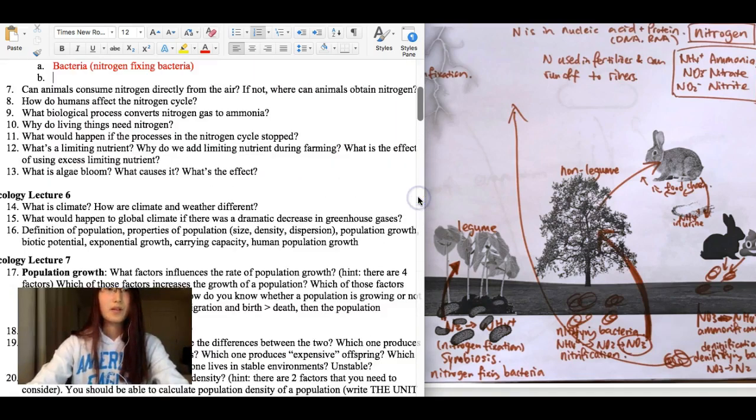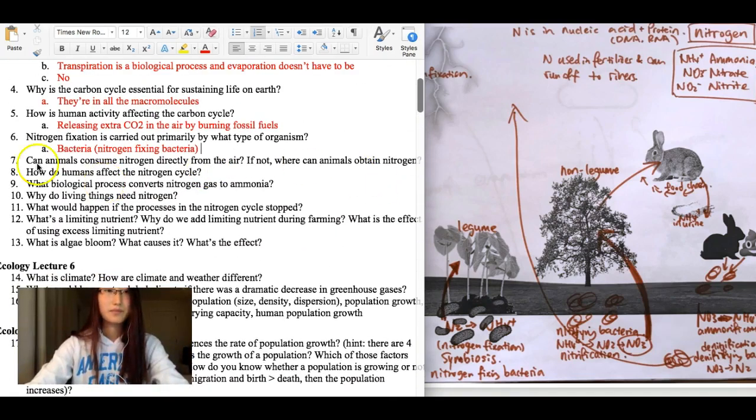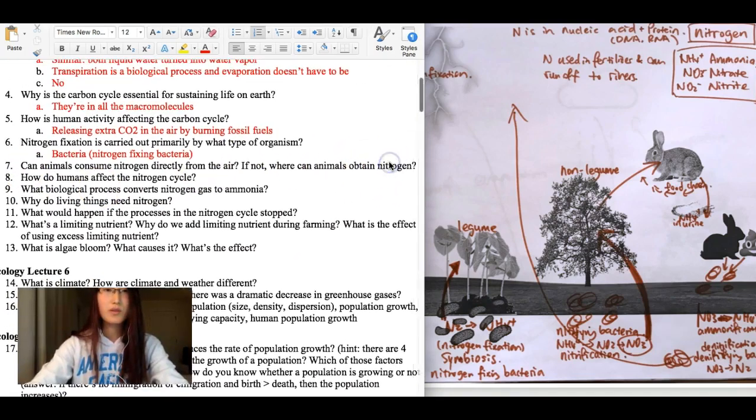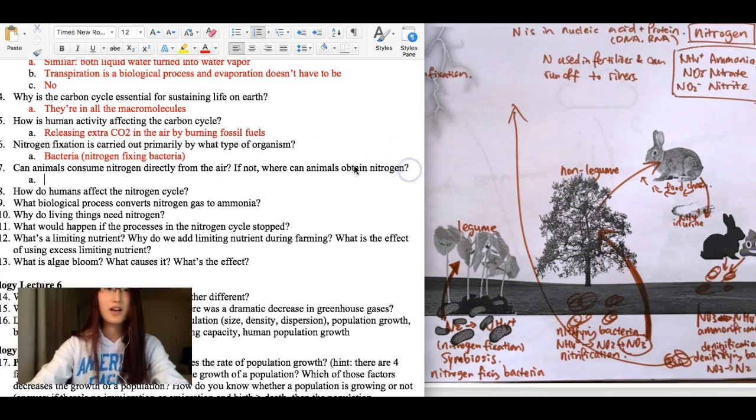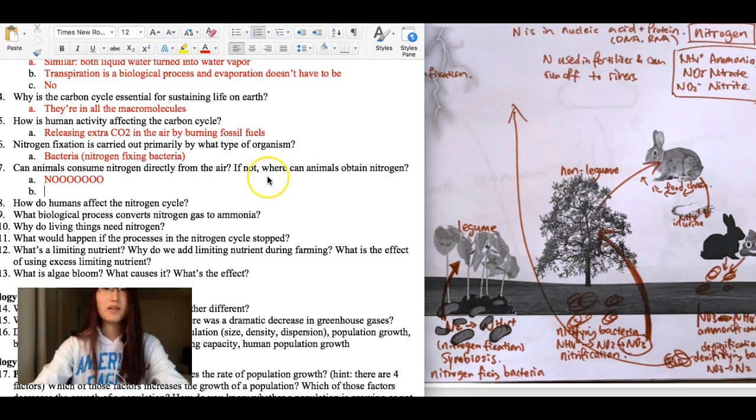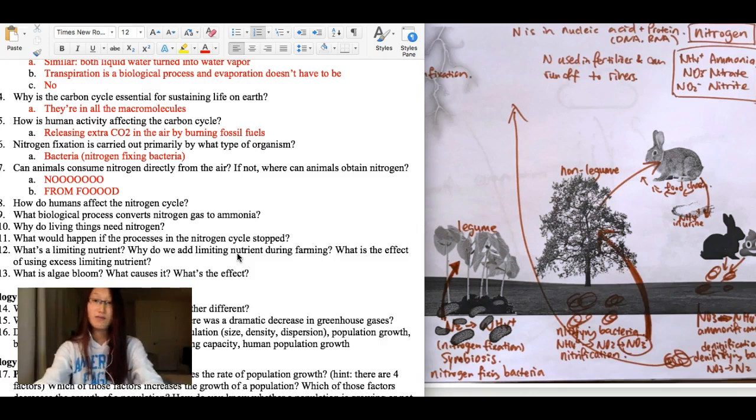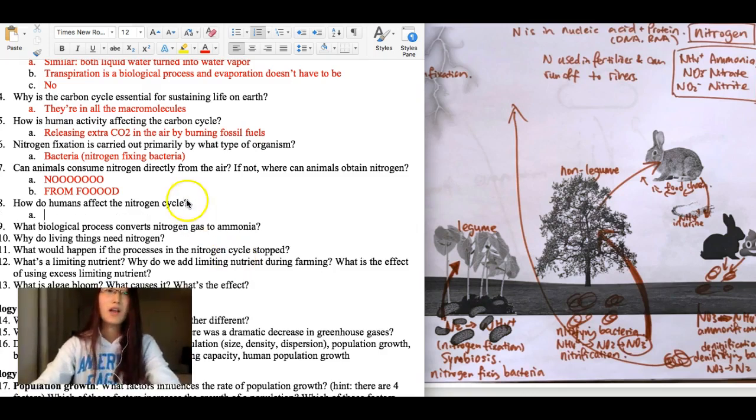Next one. Can animals consume nitrogen directly from the air? You all know the answer is no. If not, where can animals obtain nitrogen? From food. Okay, that's one reason why we eat food, is to get nitrogen. It's quite nice. All right, how do humans affect the nitrogen cycle? First off, we produce waste.